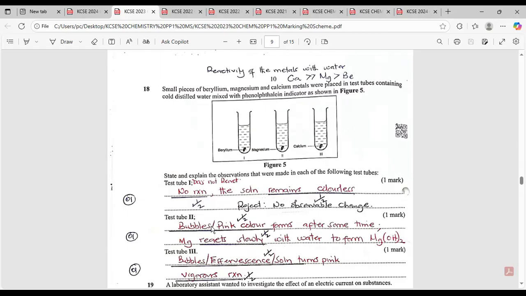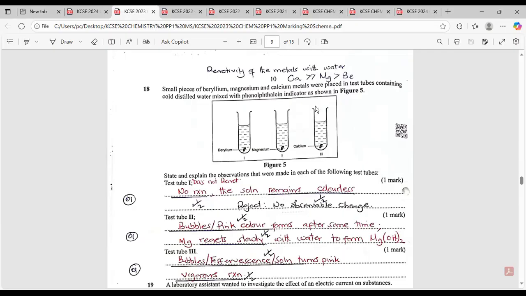Roman 2, this is magnesium. What will happen is that bubbles will be formed slowly. So we can say the observation is that pink color forms after some time. You can see how we are using our words. Pink color forms after some time. Why? Because magnesium reacts slowly with water to form magnesium hydroxide. In test tube 3, there are bubbles or effervescence, or the solution turns pink almost immediately. The reason is that the reaction is vigorous.